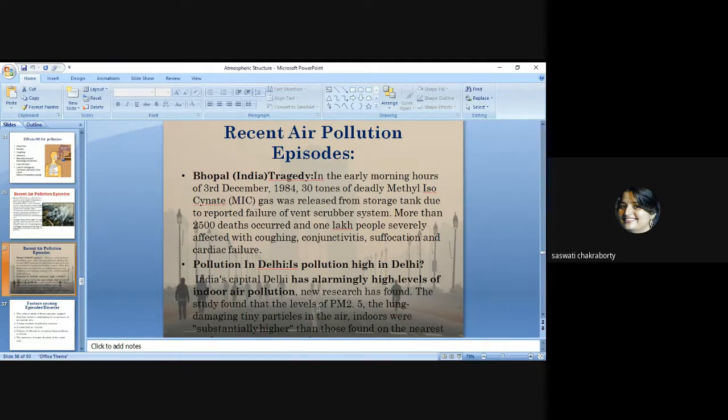And it has been found that the levels of PM 2.5, that particulate matter of 2.5 diameter, is one of the major components of Delhi pollution. Okay, and they are substantially high and do affect life up there. One of the causes is smog and high use of automobiles, greenhouse gases, and all those things, since it is an urban area.